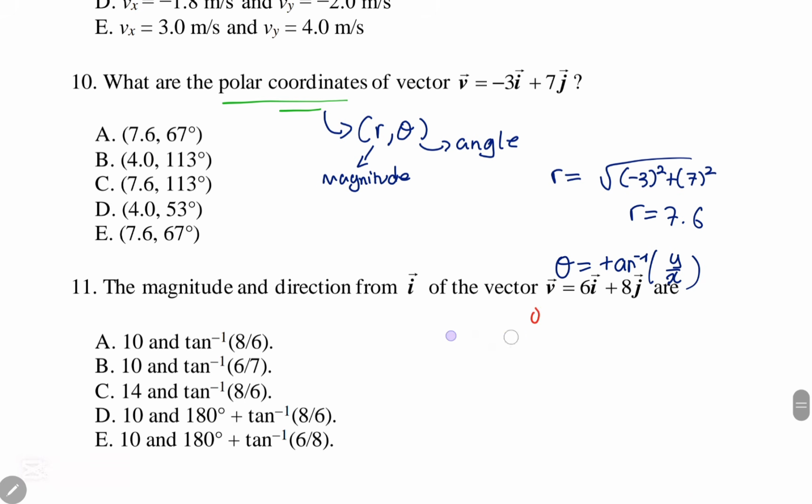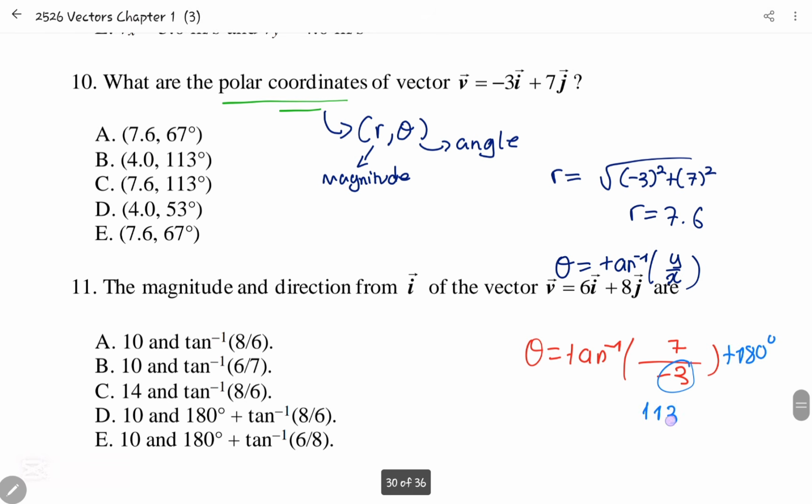So for example, in this scenario, theta is equal to tangent inverse of y over x, which is 7 over minus 3. Put it on the calculator, but pay attention. You have minus x, so you need to add 180 degrees. So then you put it on the calculator, and I got an answer of 113 degrees. So the correct answer for question 10 is C, okay?